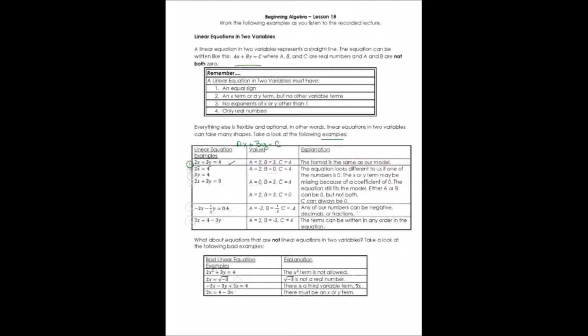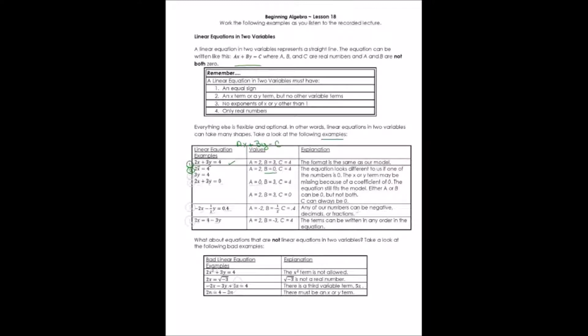Example number 2. 2x equals 4. Well, that does not look like our model. However, let's take a look and see if we can figure out what a, b, and c really could be for this to still be a linear equation in two variables. A is the coefficient of the x term, and a in this one is equal to 2. B is whatever is multiplied times y. The coefficient of y has to be 0. Why? Because I don't have a y term. The only way the y term could disappear is if it was multiplied times 0. And next, those are equal to my final number, which is 4, so C is 4.